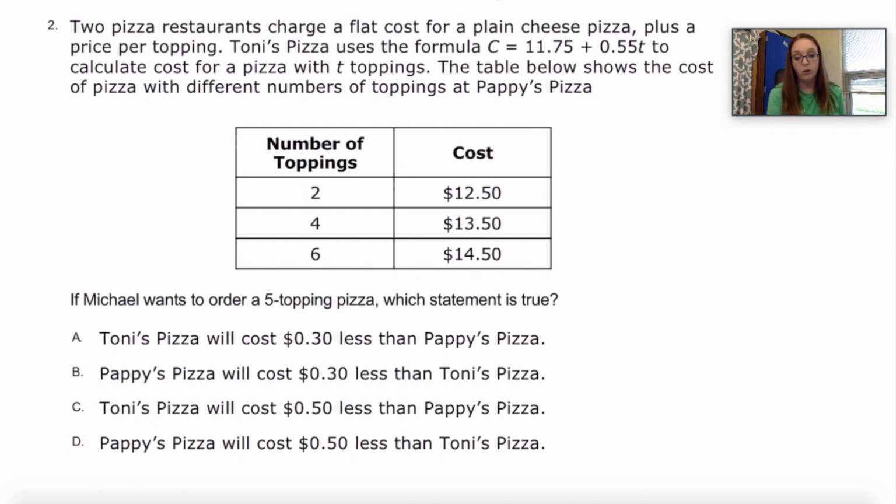Before I start working, let's take a quick look at the statements so we can see what work we need to do. A, Tony's Pizza will cost 30 cents less than Pappy's. B, Pappy's will cost 30 cents less than Tony's. So we need to know how much each pizza company is going to cost and how much less. We already know Tony's Pizza, and we have a formula for them. So I'm going to write TP for Tony's Pizza, and I'm going to write that formula.